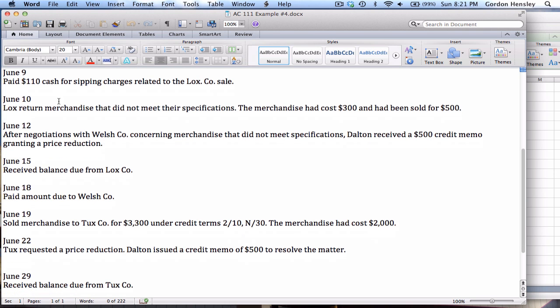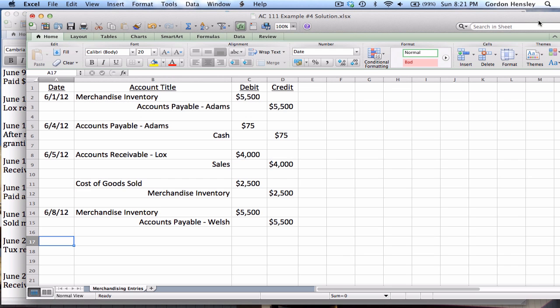Then on June the 9th, I'm going to pay $110 cash for shipping charges related to the Locks Company sale. So this is on June the 9th. I'm paying $110. Since I'm paying this with cash, I want to credit cash. That lowers the asset. On the debit side, what am I going to debit?